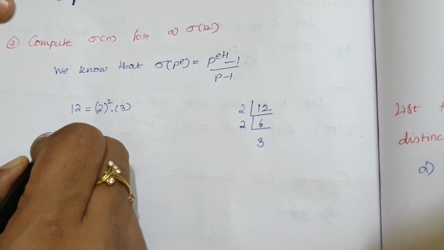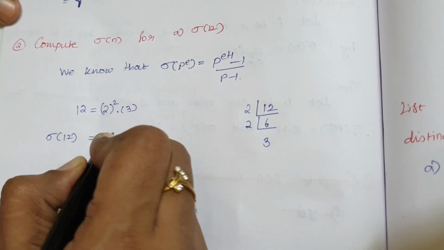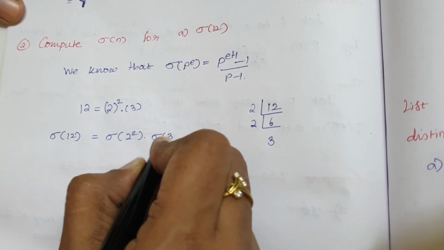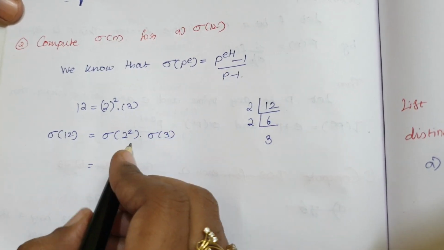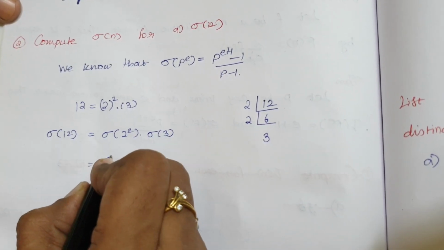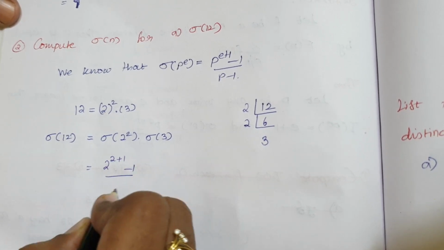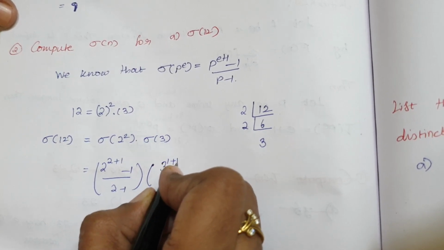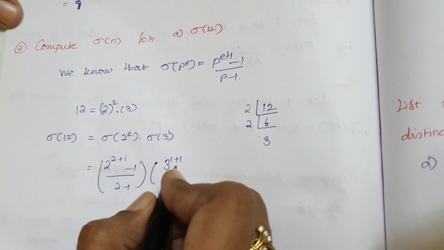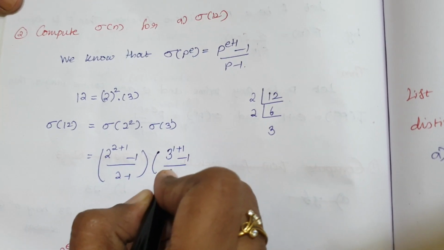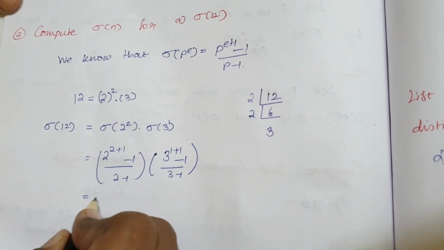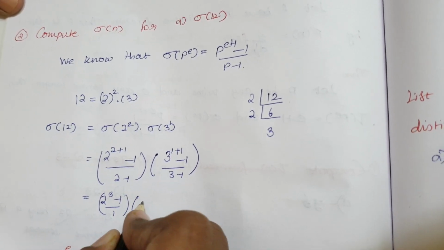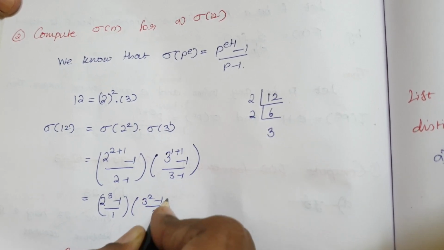Now apply the sigma function on both sides. Then you will get sigma of 12 as sigma of 2 squared into sigma of 3. Now apply the formula here. We will get (2 power 2 plus 1 minus 1) divided by (2 minus 1) into (3 power 1 plus 1 minus 1) divided by (3 minus 1), where the power is equal to 1. So this is (2 cube minus 1) divided by 1, into (3 squared minus 1) divided by 2.